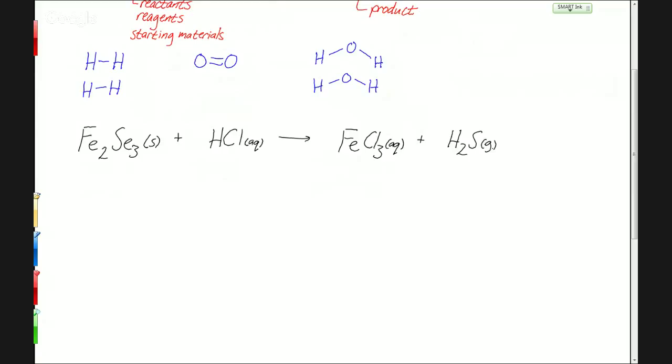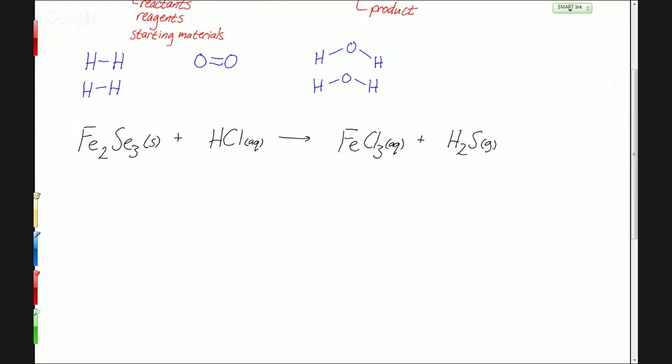Because each selenide is -2. It's in the same column with S and O. And there's 3 of them, so that's a -6 overall, which means each iron has to be +3. So that's iron 3, so iron 3 selenide. What about the next one? HCl. Yeah, hydrochloric acid.